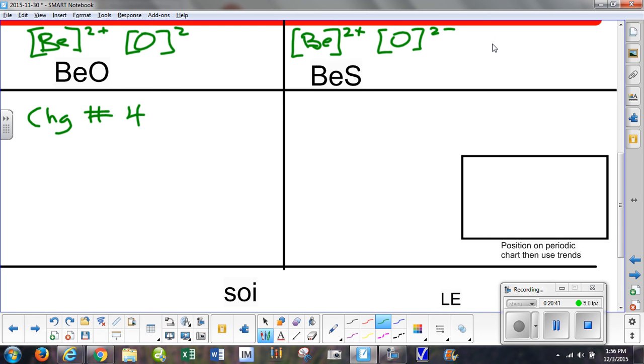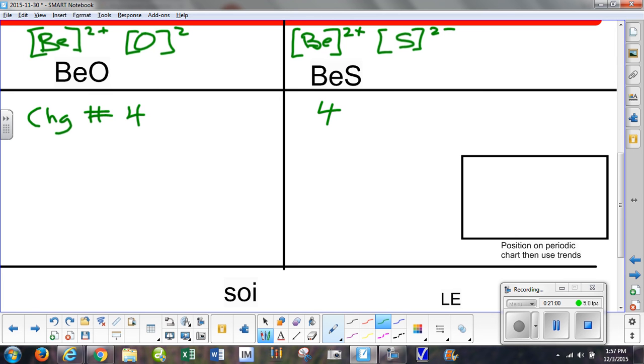Oh, it's sulfur. Thank you. I made a mistake there. But it's going to have the same charge. Okay, now, what is the charge number? 4. Uh-oh.